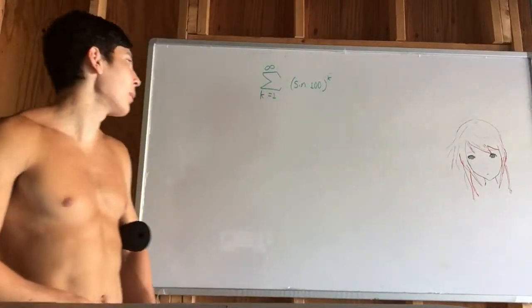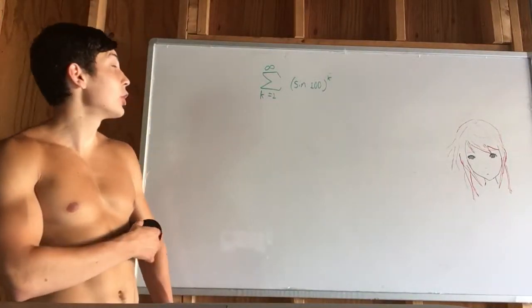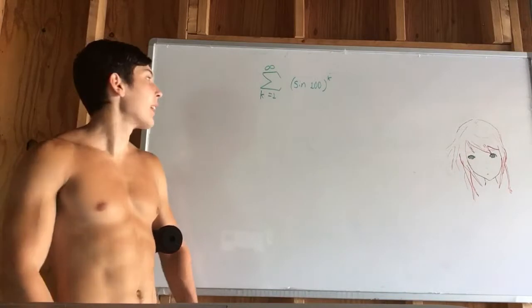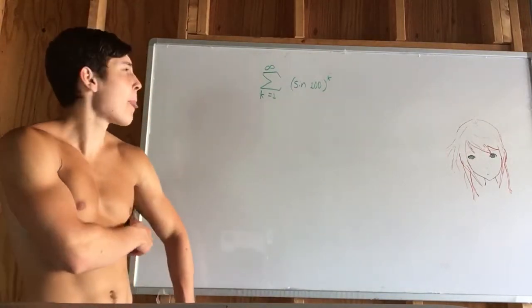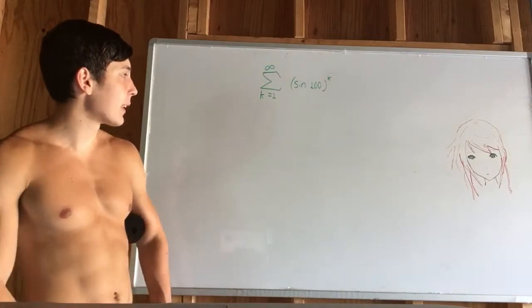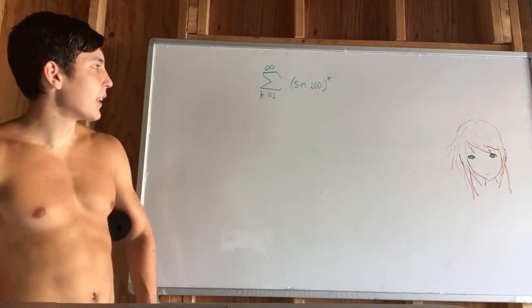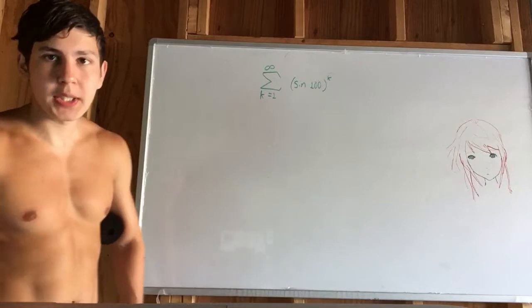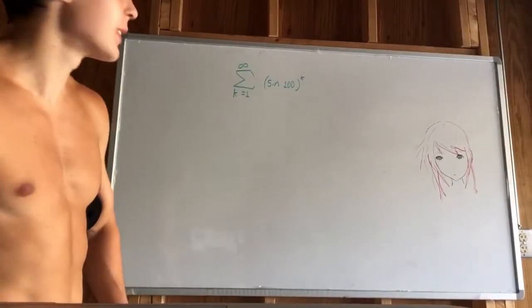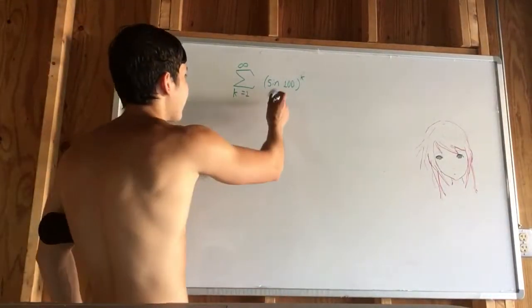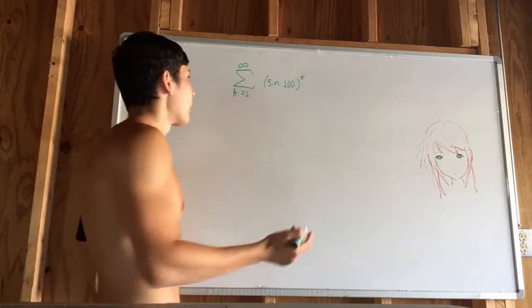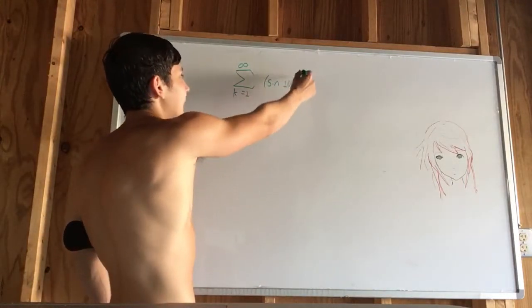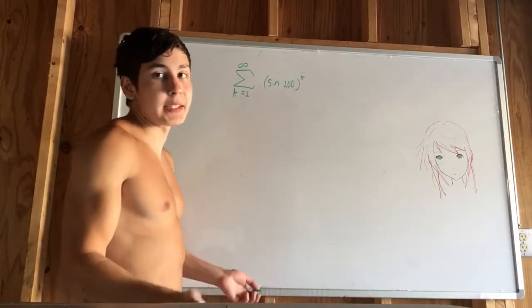Okay, so we've got a problem here, the sum of sine of 100 to the k, a series going with k equals 1 to infinity. It looks super aesthetically pleasing, and it's actually really easy. It's very easy because we know that this is geometric already. It's already in a really nice form where you've got something being taken to just an exponent.